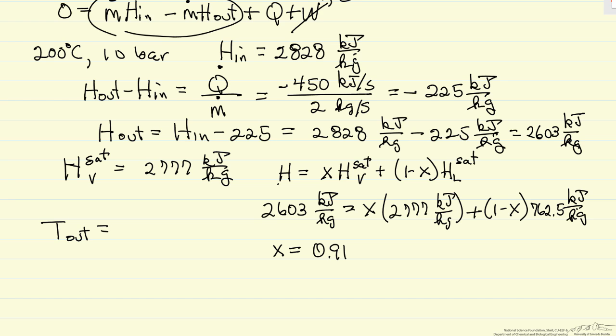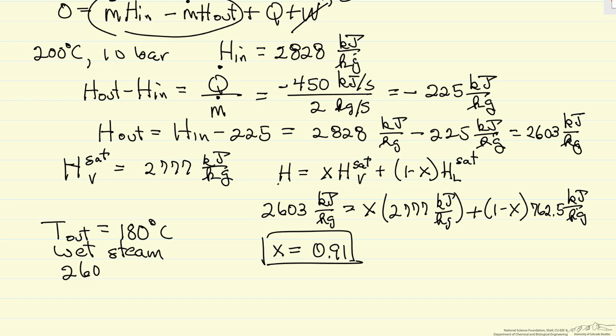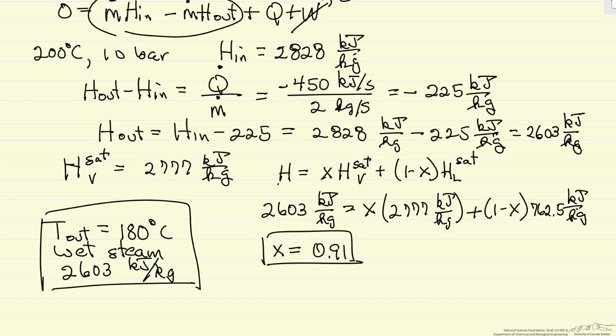So that means we know the temperature leaving. It's one of the things we wanted to determine. That's the saturation temperature at 10 bar, 179.9, which to significant figures is 180. We now know the quality, so it's wet steam that's leaving. And its enthalpy, 2603 kilojoules per kilogram. That's the information we were asked to determine.